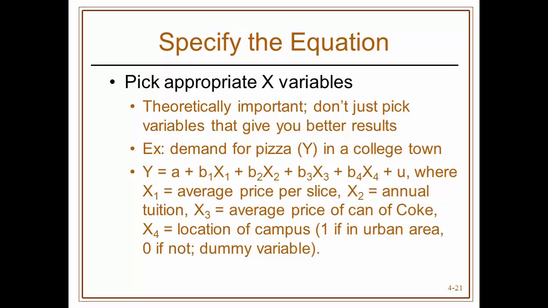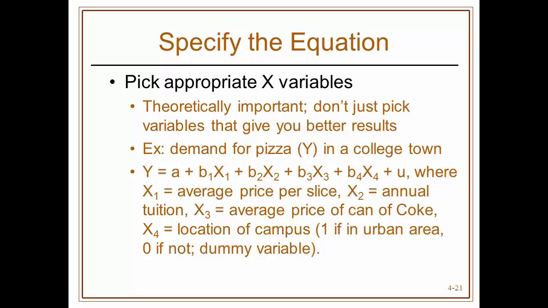It looks kind of messy, but demand for pizza, the quantity demanded of pizza, is my y. And I know I've got to have my intercept term in there, the a, and then I have these other variables, the price per slice of pizza, my x1, and that'll be associated with a coefficient of b1. I think the income is supposed to be important, but you might not be able to get the actual income of students living in this town.